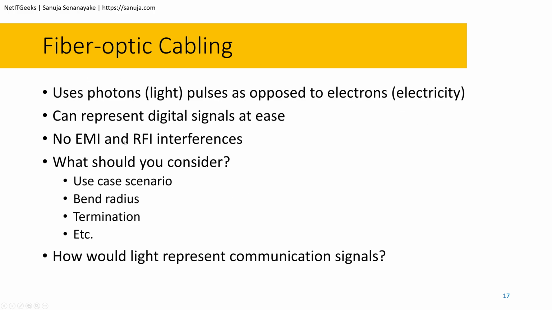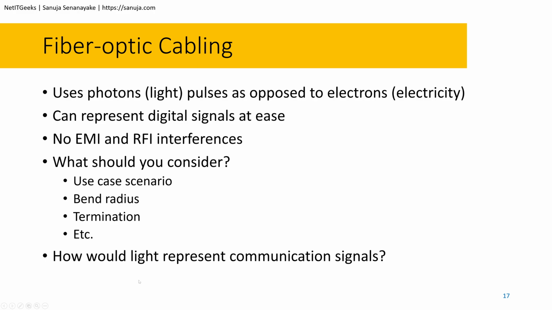Fiber optic cabling can represent digital signals with ease, but you can also use analog signaling in fiber optics as well. There is no electromagnetic interference or radio frequency interference that you should be worried about, because we are using glass fibers as opposed to metal cables. But interference can sometimes happen. 99% of the time, you will not come across any EMI or RFI issues with fiber optic cables. What you should consider is the use case scenario, like where you are installing, the bend radius and termination, etc., which I have previously mentioned in this lecture.